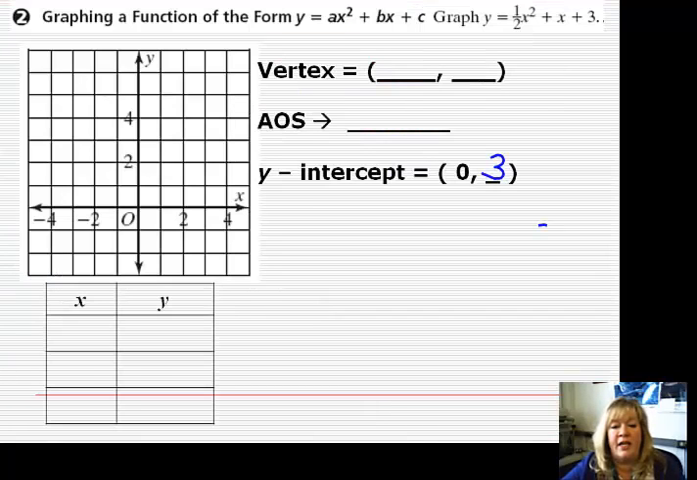Alright, graphing it if it is in standard form. Like I said, you find the vertex first.